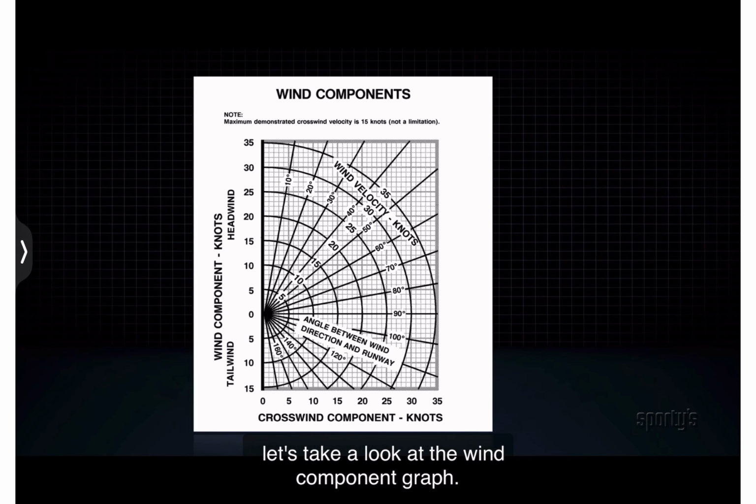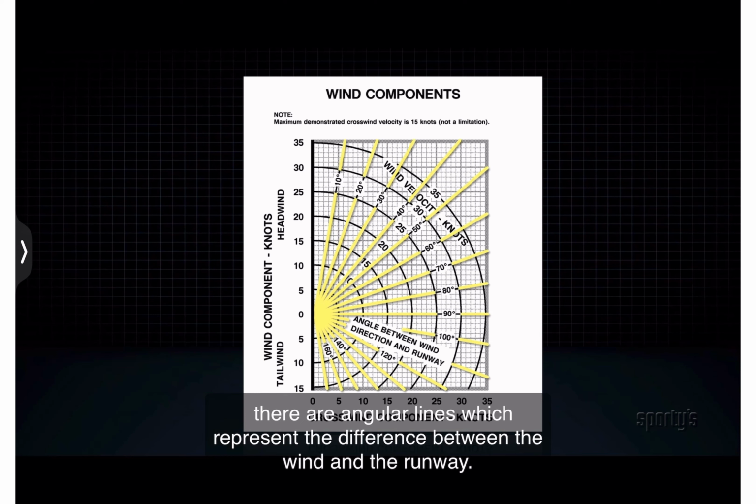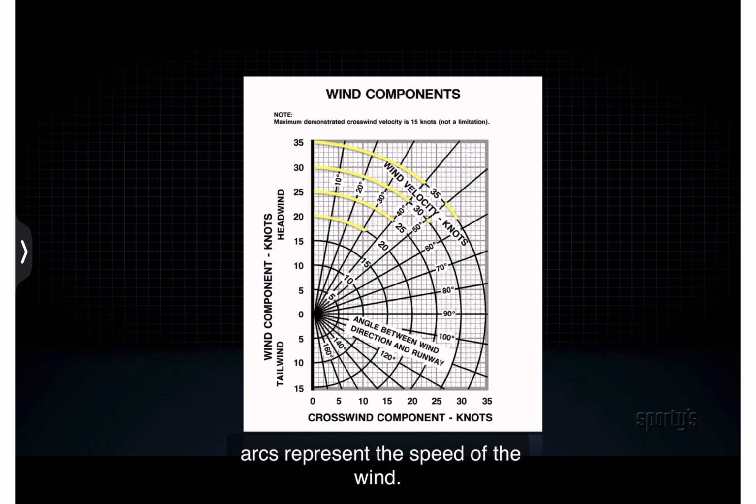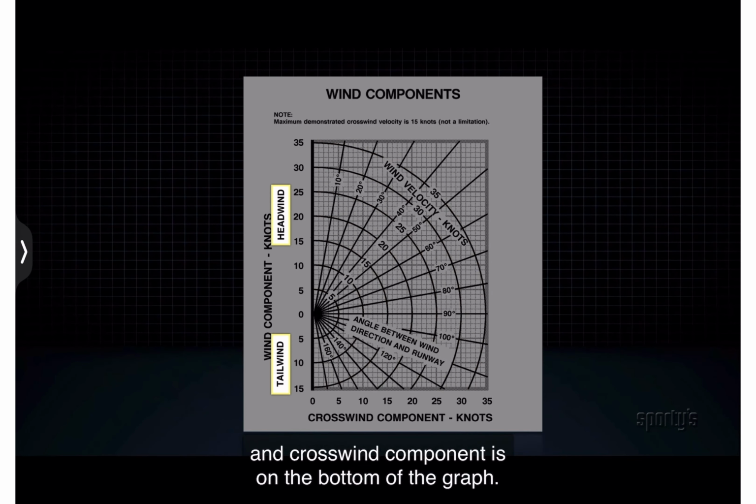Let's take a look at the wind component graph. There are angular lines which represent the difference between the wind and the runway. Arcs represent the speed of the wind. Headwind component is on the side, and crosswind component is on the bottom of the graph.